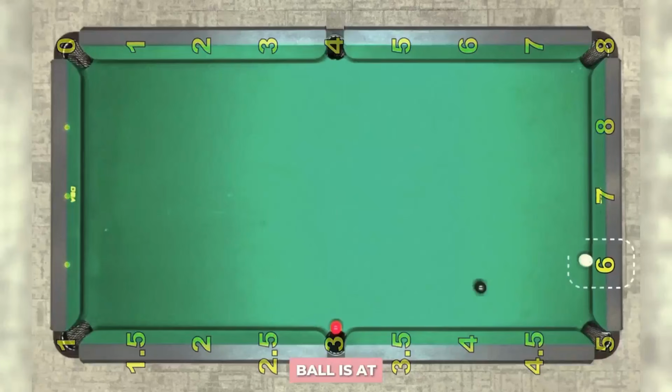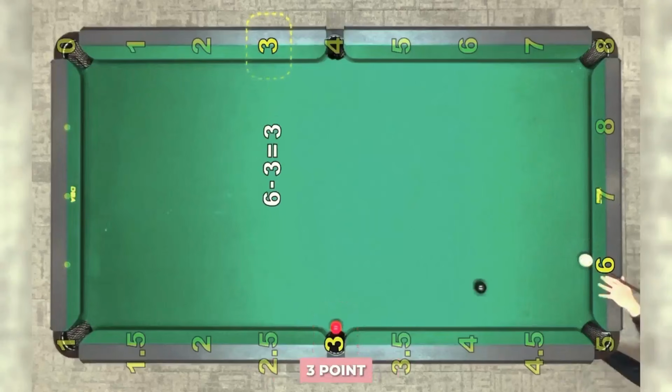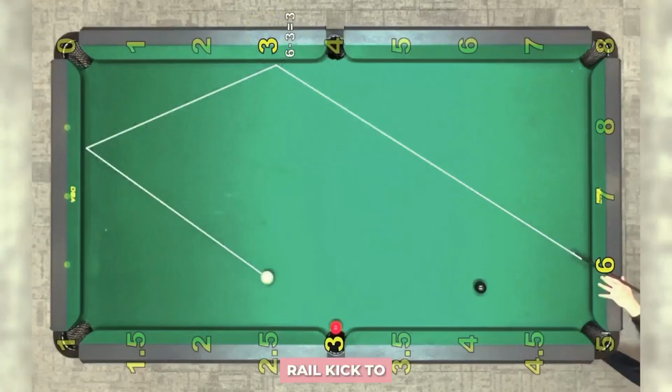Now, if the cue ball is at the 6 point and the object ball is still at the 3 point, the calculation becomes 6 minus 3 equals 3. Aim at the 3 point. The cue ball will still make the same two-rail kick to the object ball.